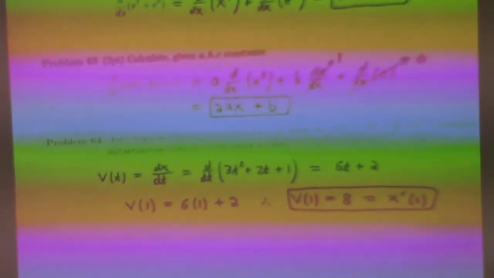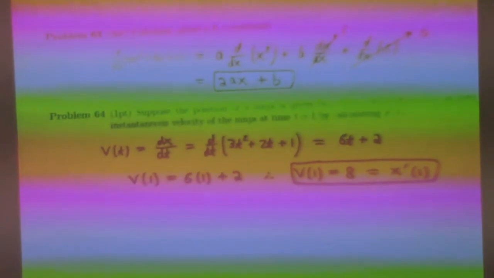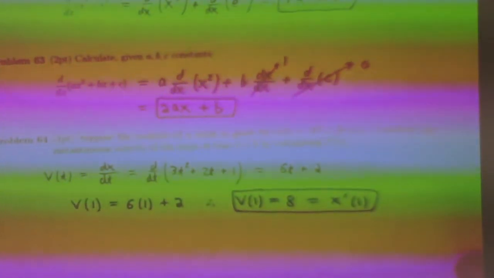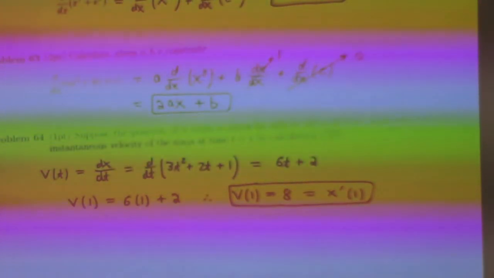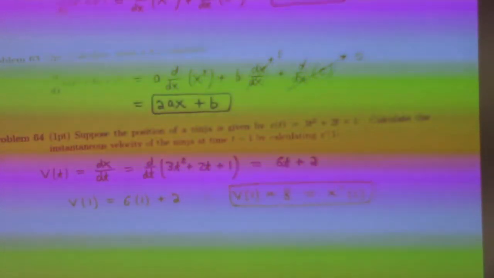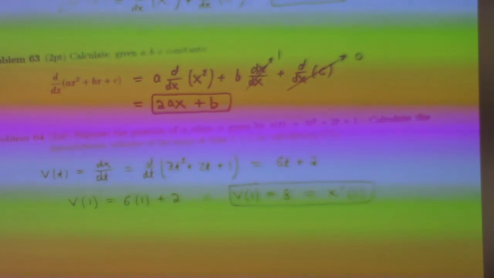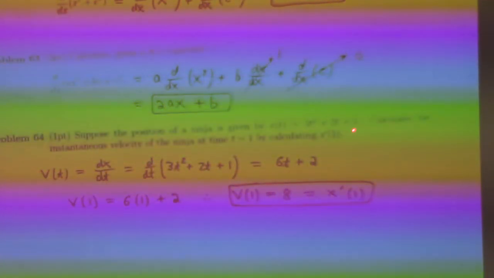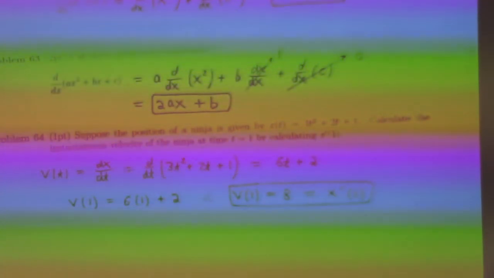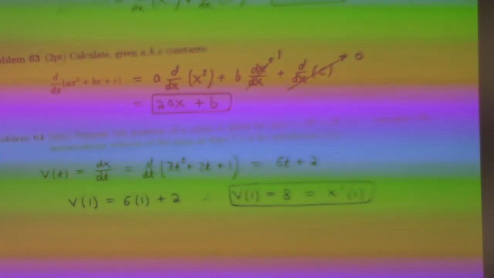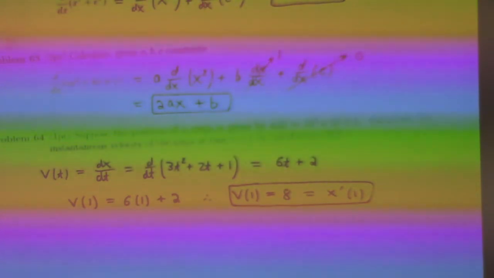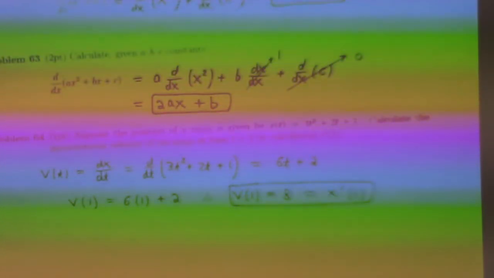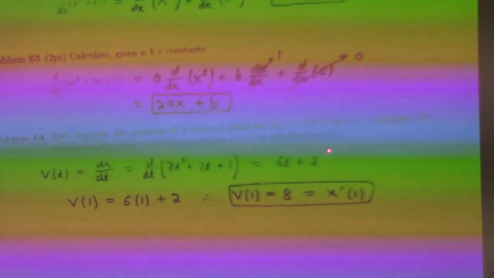And don't say I didn't put any real world applications in this course. Here's one right here. I said the position of a ninja. I mean, if you're going to think about the position of something, it might as well be a ninja. You have a ninja at x equal to 3t squared plus 2t plus 1, I think. I said find its velocity. So the velocity relates to the position. Velocity is the derivative of the position, the instantaneous velocity. And so for this one, I get 6t plus 2.